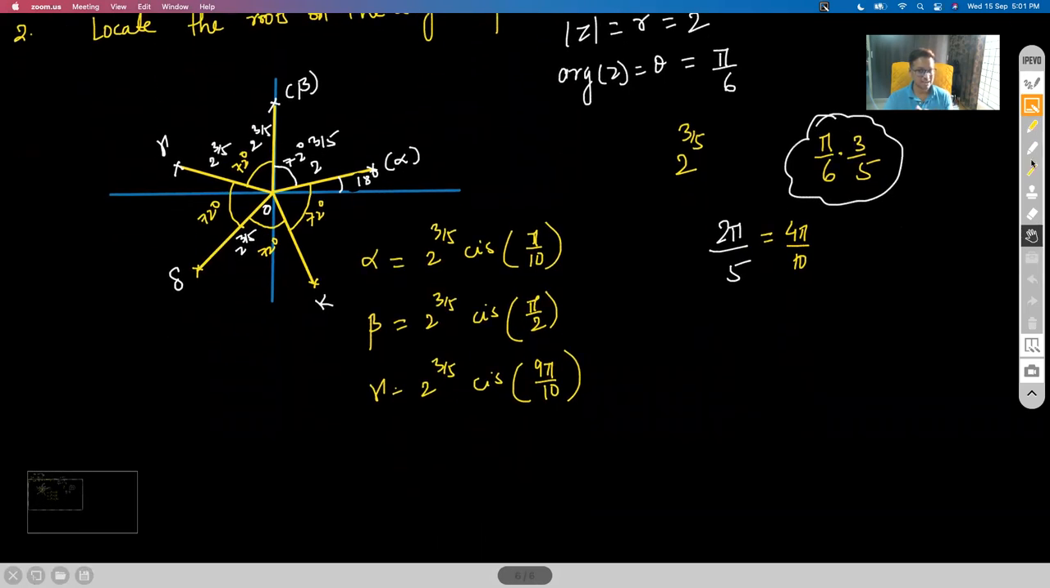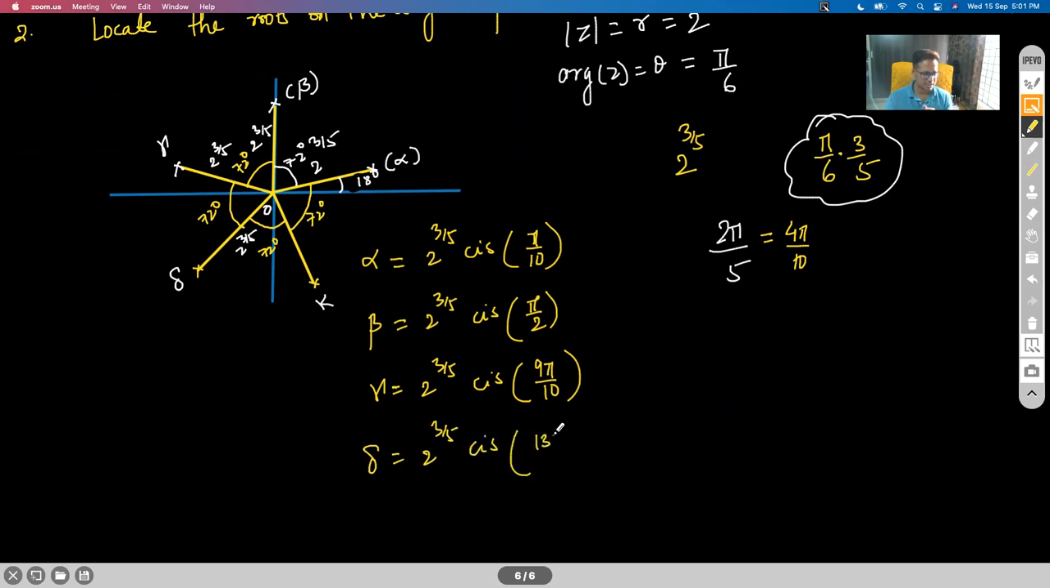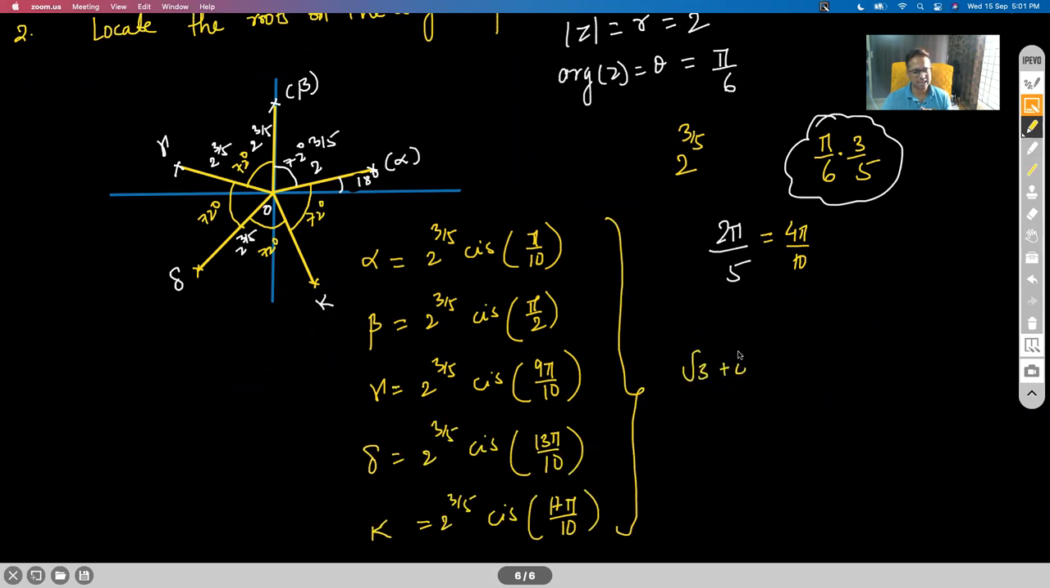Now I may exceed the principal argument. So if you want to write it in principal argument, please do so. Delta will be 2 to the power 3 by 5 cis, if I'm not mistaken, 13 pi by 10. And kappa will be 2 to the power 3 by 5 cis 17 pi by 10. So these will be your 5 fifth roots of root 3 plus i. These will be 5 answers to this particular operation. Is it fine? Right. So directly you can get your result without writing any single word also. Of course, you write the relevant things. And as I told you, if you connect them, you will always get a regular polygon. In this case, it will be a regular pentagon.